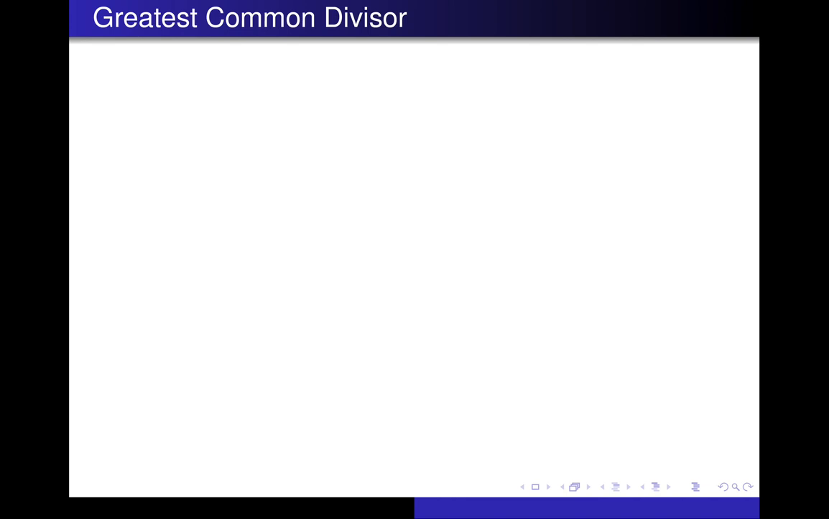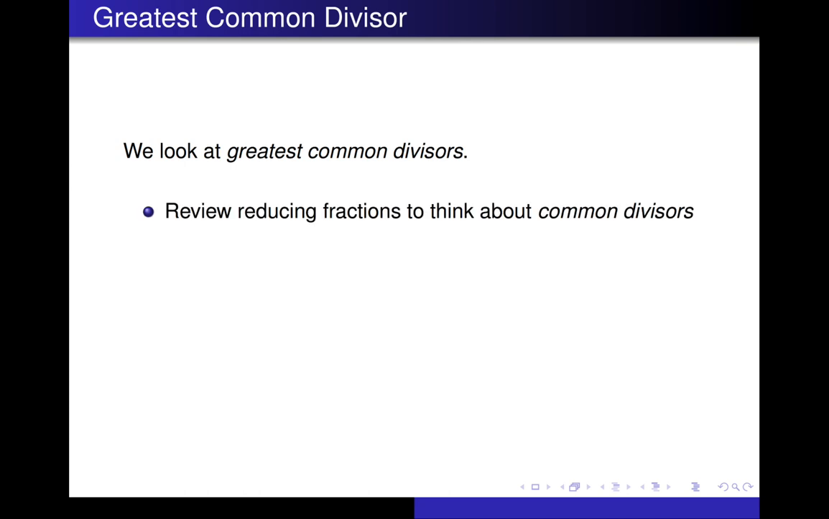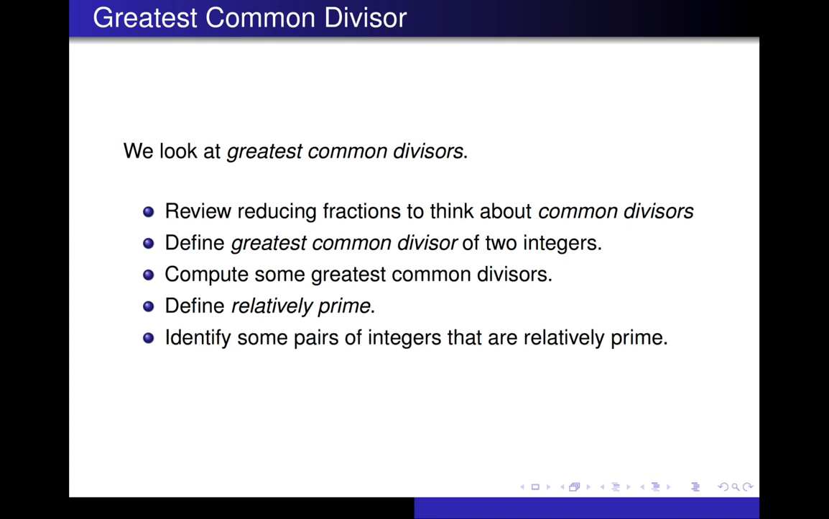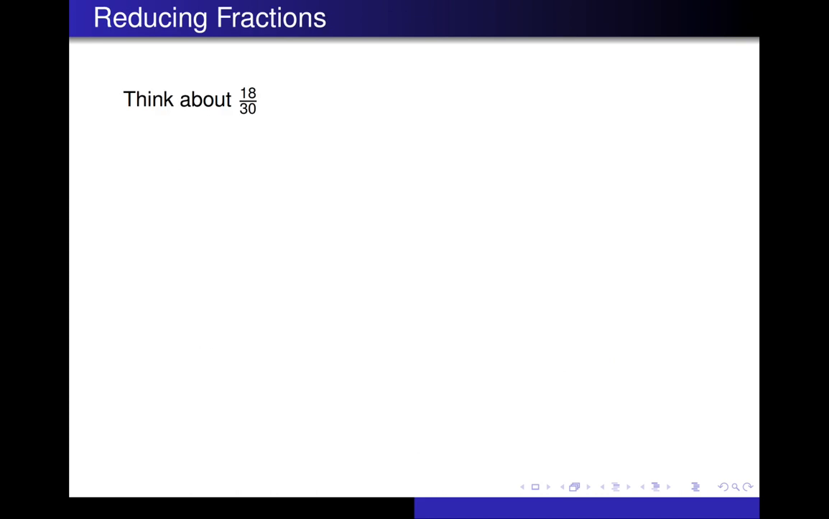The next math concept we're going to look at is called the greatest common divisor of two integers. To motivate this, we're going to look at reducing fractions to think about how common divisors are used. We're going to then define what it means to be the greatest common divisor of two integers. We're going to compute some greatest common divisors, and then we're going to define relatively prime and show some examples of integers that are and aren't relatively prime. All right, so let's get going thinking about fractions.